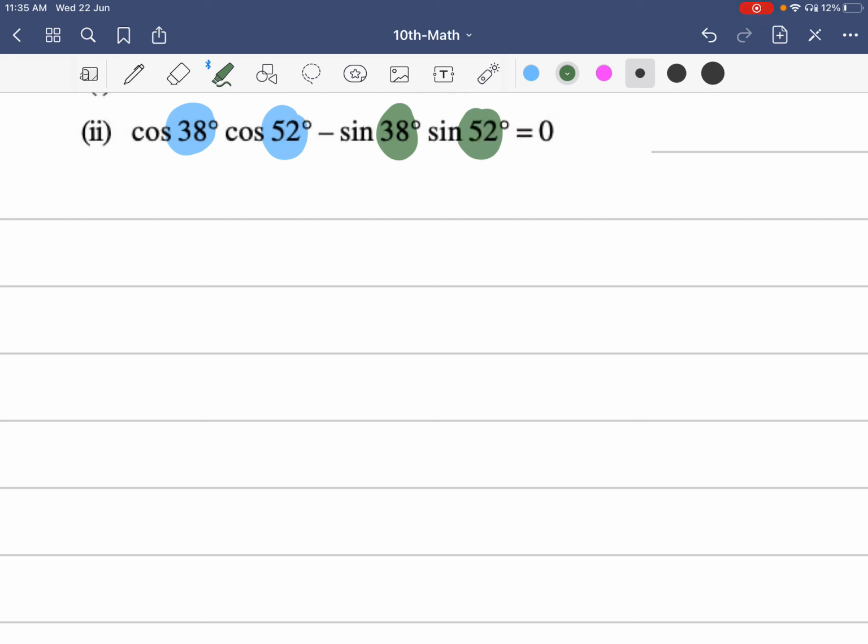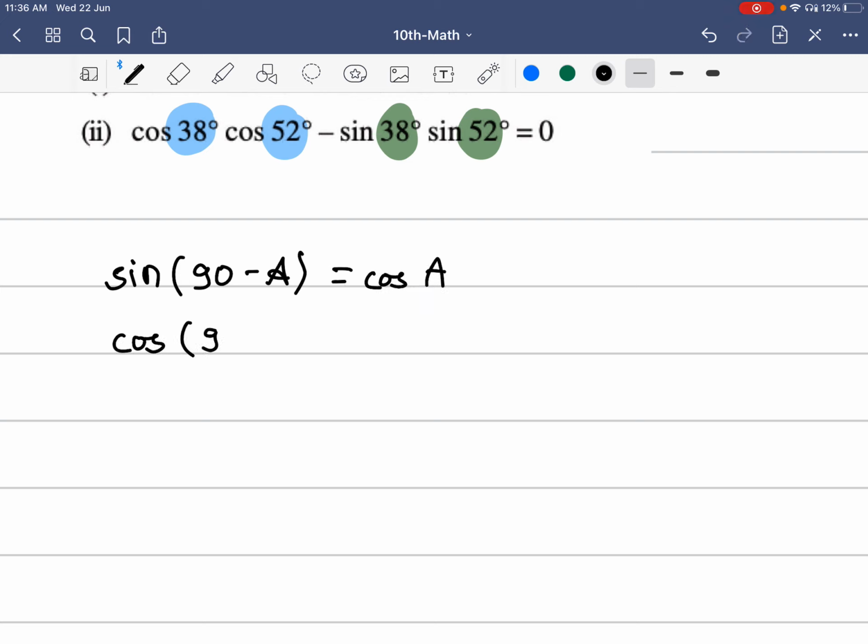So that is the biggest hint, and that is a very straightforward hint, that we should use the complementary angle property of the trigonometric ratios. Now the trigonometric ratios that are mentioned here in this expression are sine and cos, which are related by the trigonometric property of sine of 90 minus a is equal to cos of a, and similarly cos of 90 minus a is equal to sine of a. This is how sine and cos are related with each other through the complementary angle property.